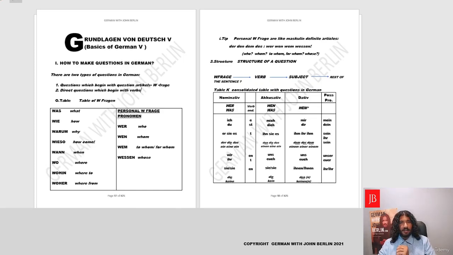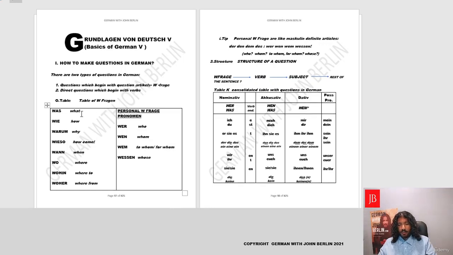So certain questions begin with the W-Fragen, and certain other questions directly begin with the verb, like did you sleep good today? Yes. So the verb is sleep. So similarly, we'll be doing the two kinds of questions with W-Fragen and direct questions directly with verbs. So let's get started with the W-Fragen.